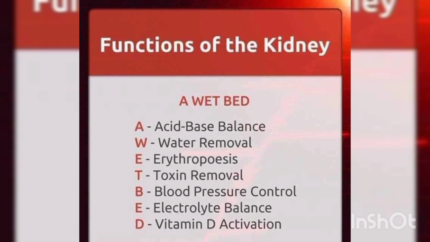Functions of the kidney. The mnemonic for this is a wet bed. A for acid-base balance, W for water removal, E for erythropoiesis, T for toxin removal, B for blood pressure control, E for electrolyte balance, and D for vitamin D.